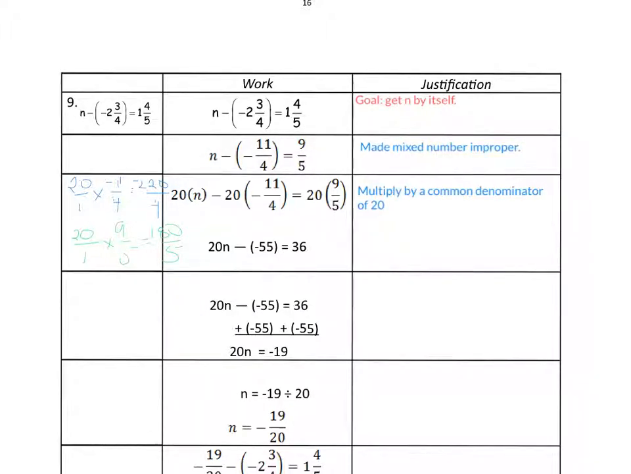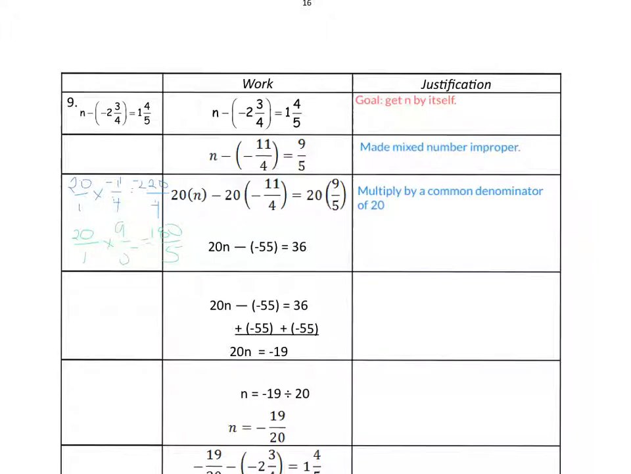Moving along, we now see we have a two-step equation. And without those fractions, it looks a lot less intimidating and a lot less scary, which is our goal, right? We don't like those fractions. When you look at that first one with those mixed numbers, that looks kind of scary, and it's one that a lot of students are going to avoid. It's got negatives, it's got mixed numbers. We don't want to deal with that. Whereas when we see 20n minus negative 55 equals 36, that doesn't look so scary. It really doesn't look too bad.